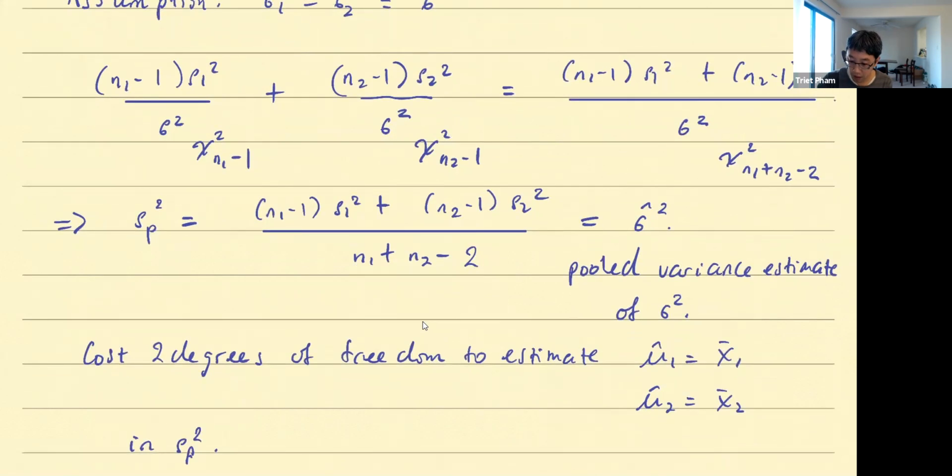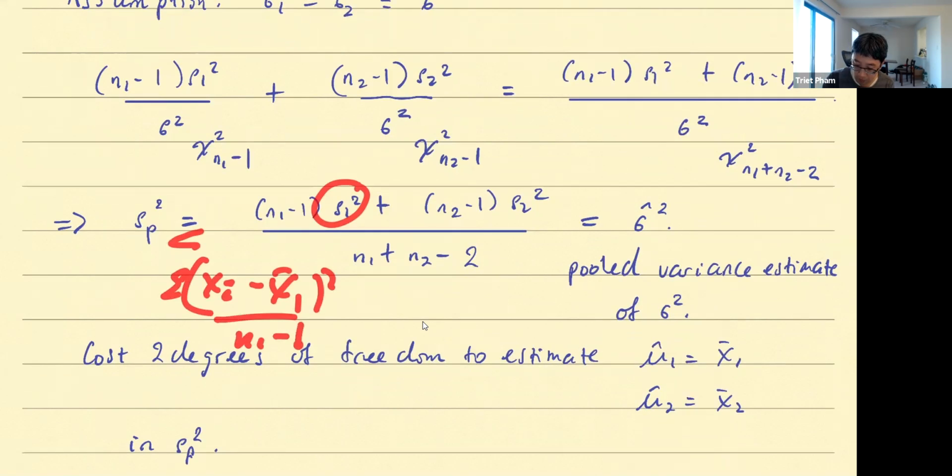You see, it's not exhibited explicitly here, but s1 square, what is it? It's a sum of (xi minus x bar 1) square over n1 minus 1. So to construct s1 square, you need x bar 1. To construct s2 square, you need x bar 2. Everything else is known. So it costs you 2 degrees of freedom from that point of view.